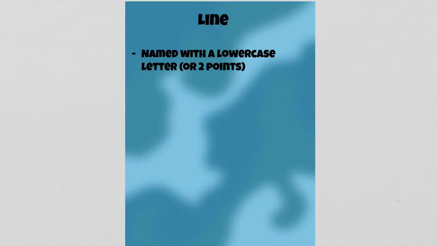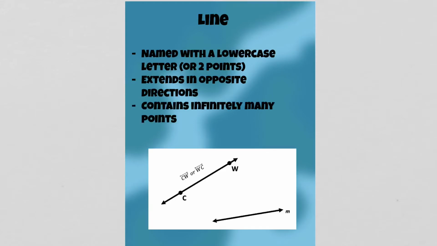After a point, we are going to talk about the line. A line is named with a lowercase letter, or sometimes it is named with 2 points. It extends in opposite directions, that's why there's arrows on the ends. And then it contains infinitely many points. So down below, I did give you 2 examples. This one up at the top, it's a line, and you can see 2 points on it, point C and point W. I also put the names above it, so you could call this line CW or line WC. Because it goes in both directions, it doesn't matter which order you put the points.